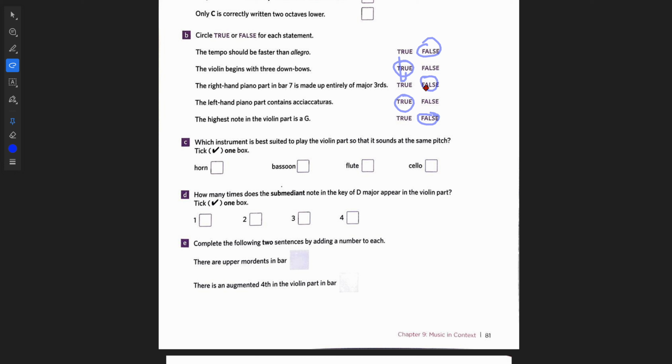Which instrument is best suited to play the violin so it sounds at the same pitch? Well, the same pitch is quite high. It could be a bassoon or a cello. Could be a horn, but I think that's a bit too low if it's an F, so it has to be a flute. Submedian note. I'll just tell you here, you don't need to check. It will be 4. In bar 8 and bar 9.